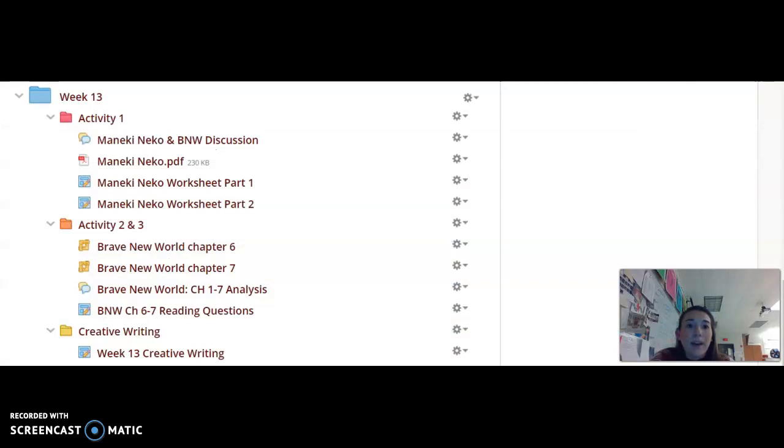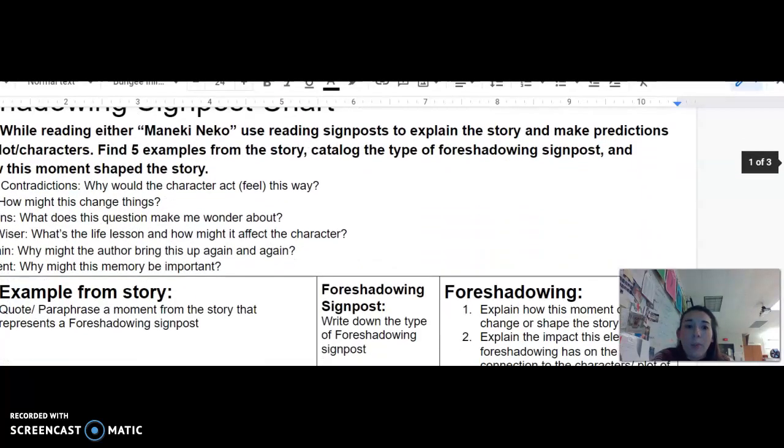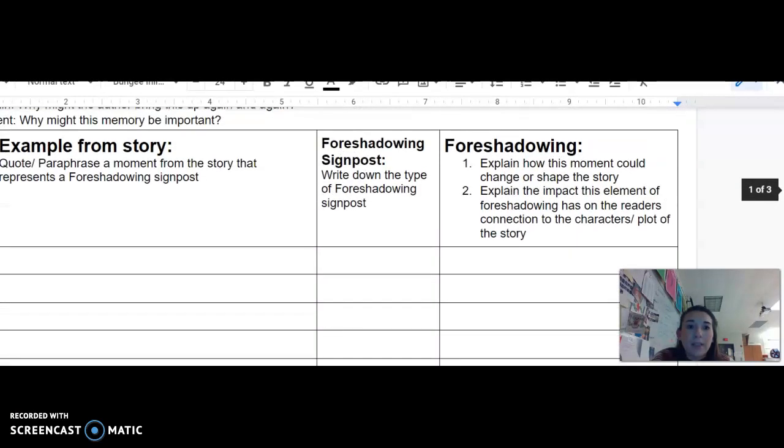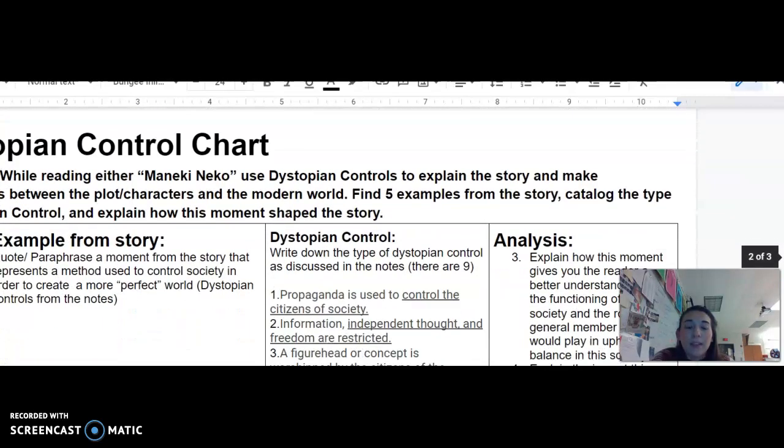Then we have the story link, so you should read the story before you do this discussion. We also have the worksheet for Maneki Neko Part 1 and the worksheet for Part 2. Part 1, we are talking about foreshadowing, with 5 separate pieces to be identified for foreshadowing as such, and then dystopian controls.